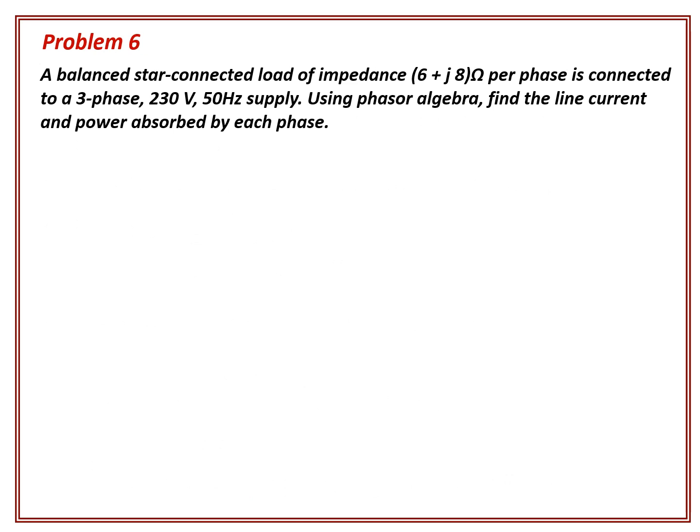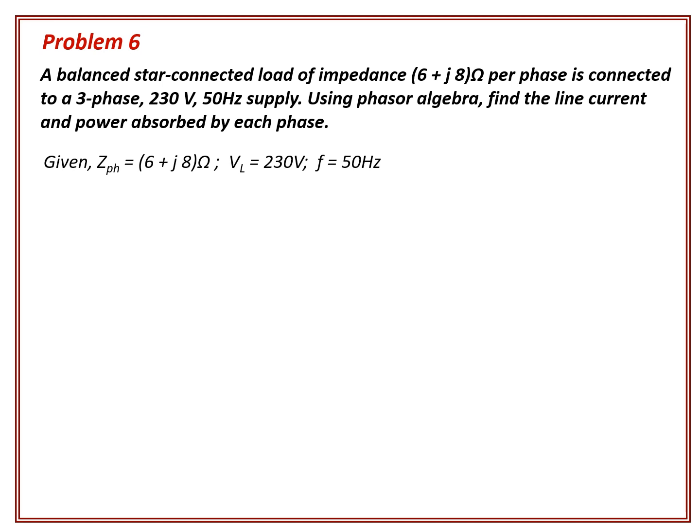Next question. A balanced star connected load of impedance 6 plus j8 ohm per phase is connected to a 3-phase 230 volt 50 Hz supply. Using phasor algebra, find the line current and power absorbed by each phase.